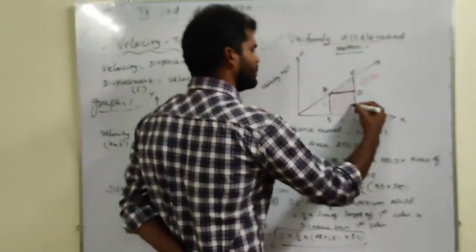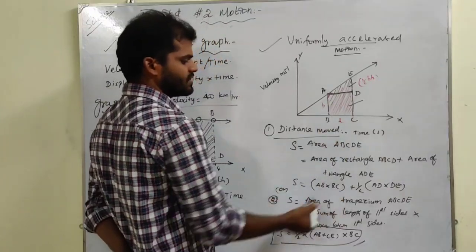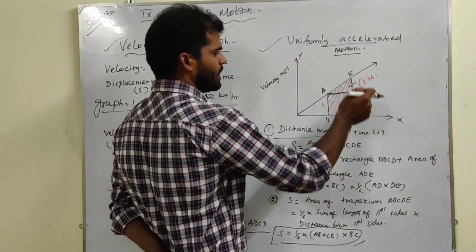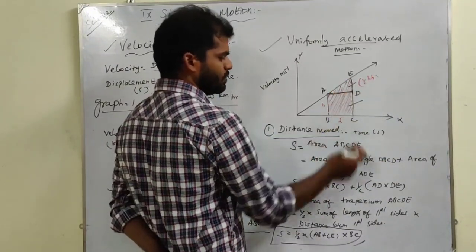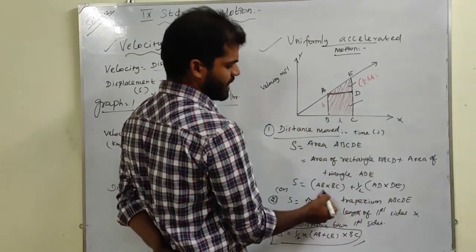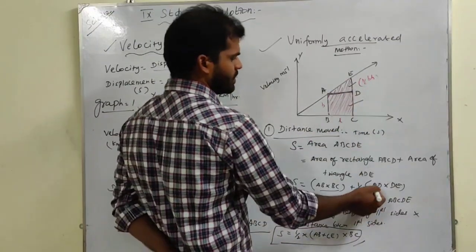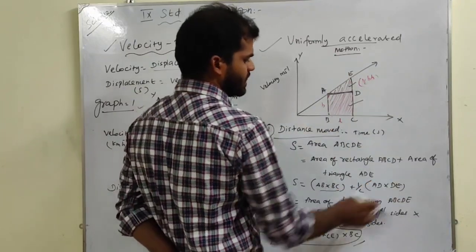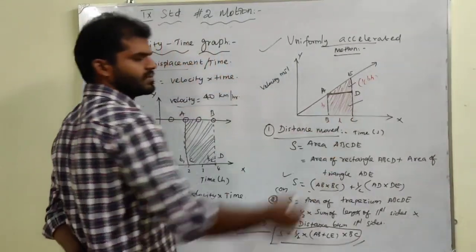The area of a rectangle, one formula we know. The area of a triangle, the formula we know. We just substitute that, that's it. So S is equal to the area of rectangle plus the area of triangle. The area of rectangle is nothing but L into B, where L is BC and B is AB. So BC and AB multiplied, plus half into base into height, where the base is AD and the height is DE. AD and DE multiplied. When you solve this, you can easily find the distance.